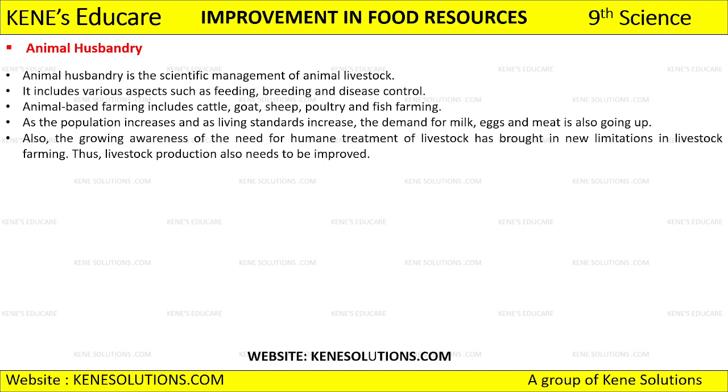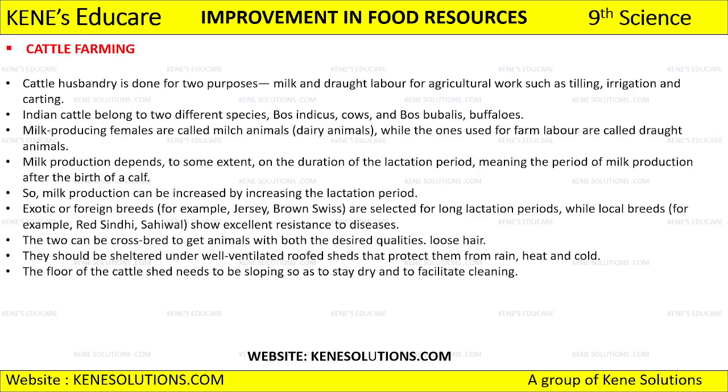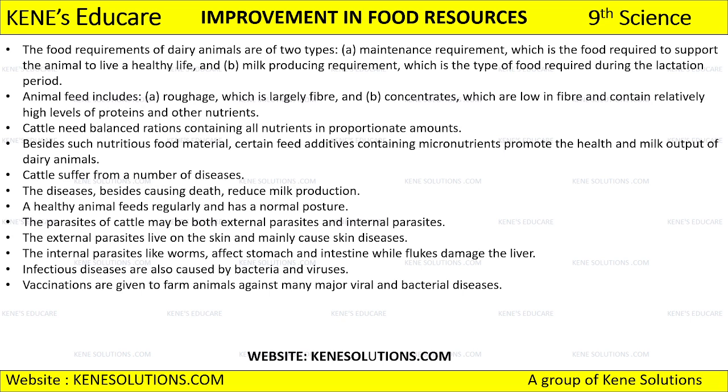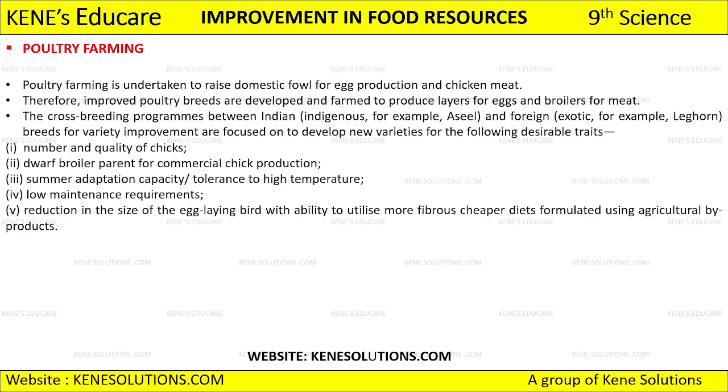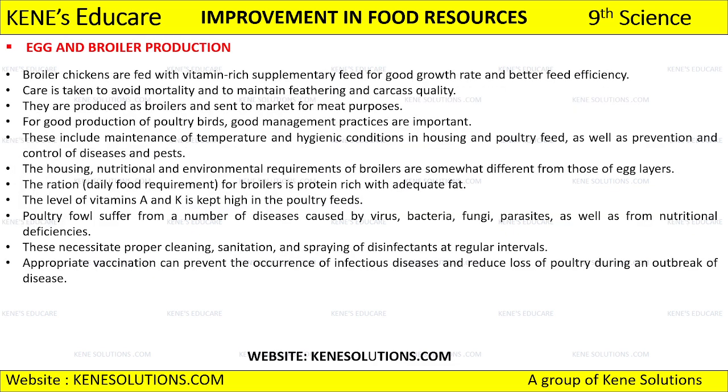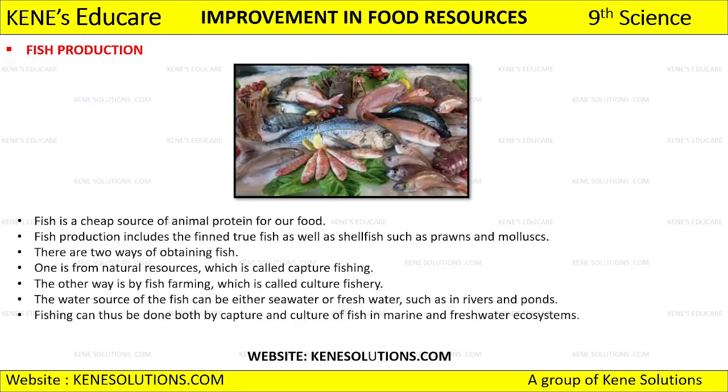We completed till here, where we discussed in short what exactly has been done in animal husbandry. Today we need to start from cattle farming, so we will be discussing cattle farming in detail. And after that, we will switch to poultry farming as well, where you will come to know that poultry farming includes egg and broiler production.